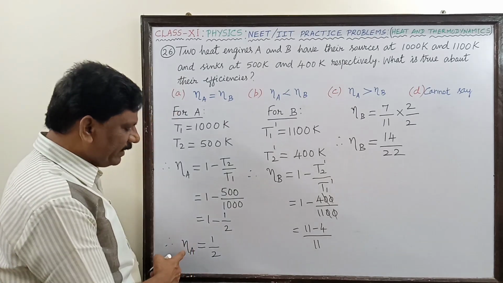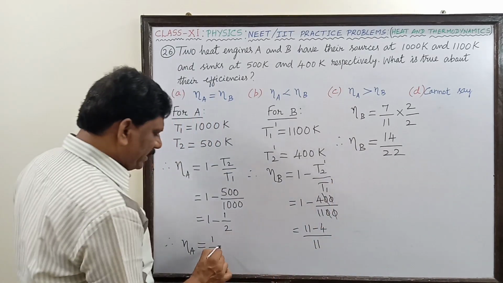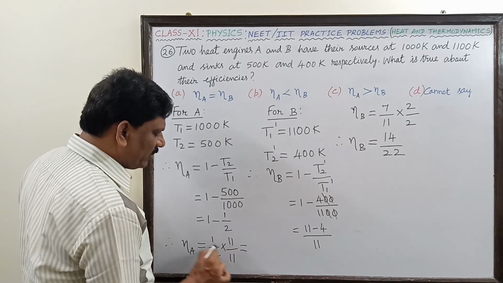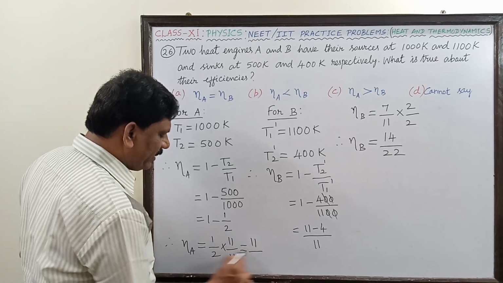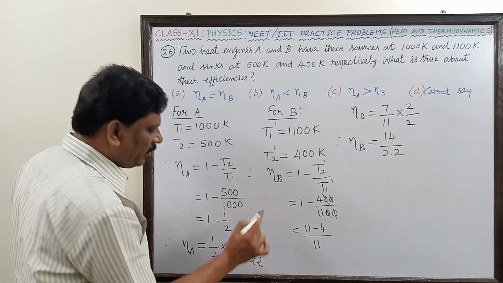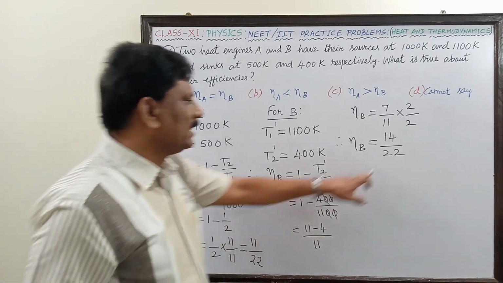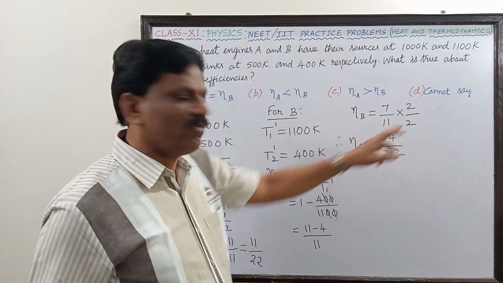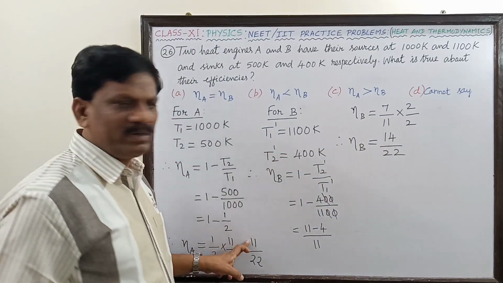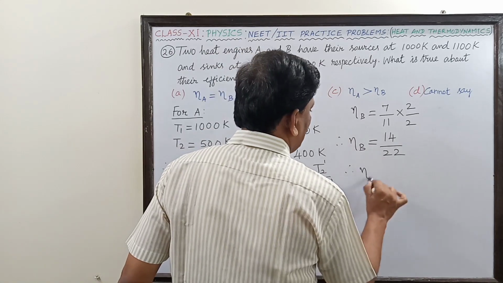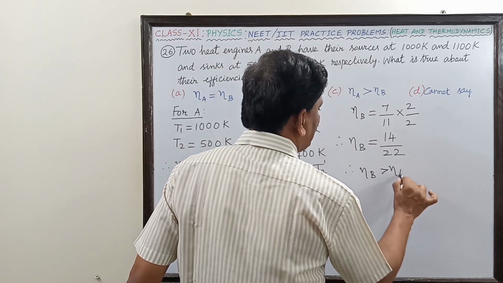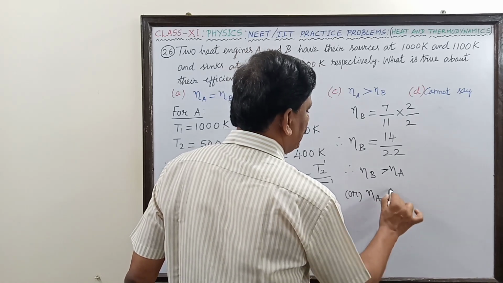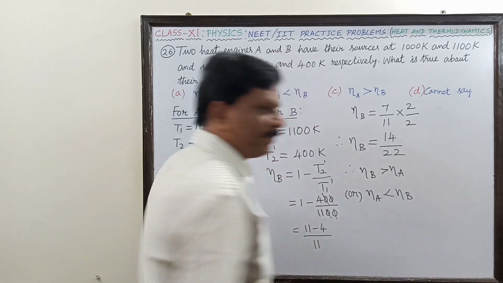Like that, here for eta A, I want to bring the same denominator. So I will multiply by 11 and divide by 11, so that this will be equal to 11 into 1 is 11 divided by 22. Okay. So denominators are same now. But numerator for eta B is 14 whereas for eta A it is 11 only. Therefore, eta B is greater than eta A, or eta A is less than eta B.